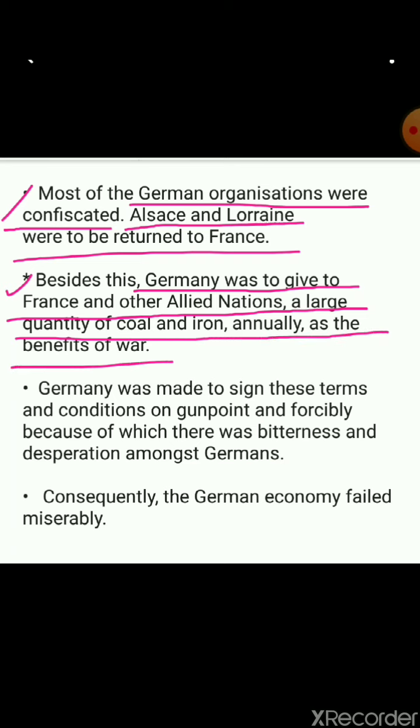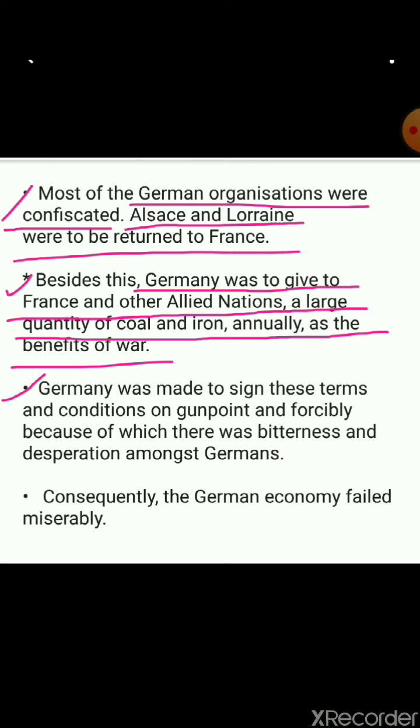Okay, that means you can see how Germany was totally ruined after the First World War when it surrendered to the allied nations, right? What can be seen over here? Germany was to give France and other allied nations a large quantity of coal and iron. That means Germany's area was rich in minerals, so iron and coal can be seen in abundance there. Because of that, Germany needed to give France and the allied nations a large quantity of coal and iron annually as the benefit of war.